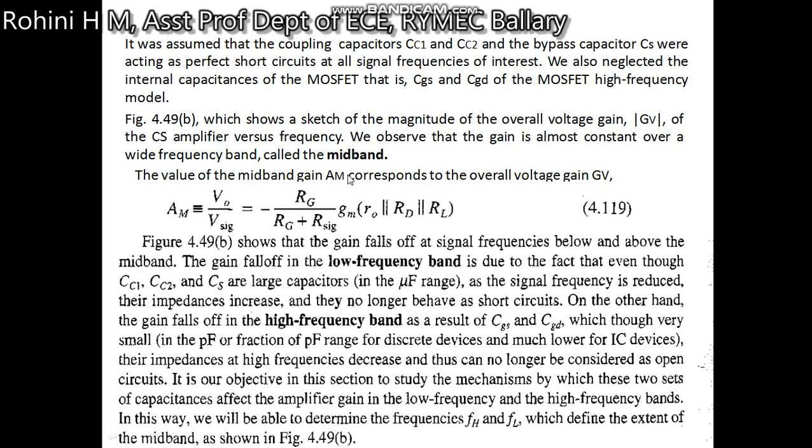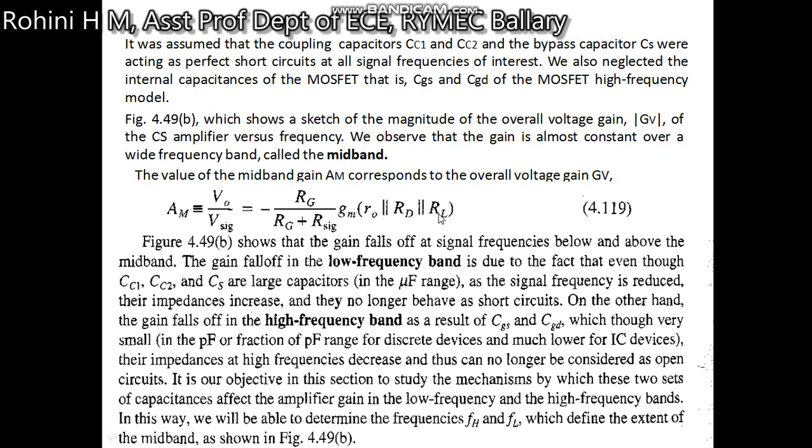The value of this mid band gain AM is given by V out by V signal. Mid band gain AM is equal to V out by V signal, that is given by this expression: Rg divided by Rg plus R signal, into Gm, into R naught parallel with Rd parallel with RL.